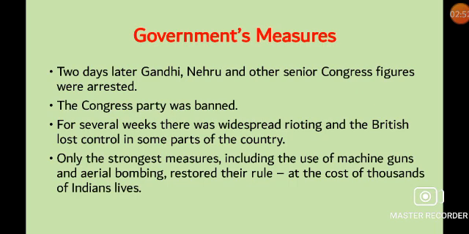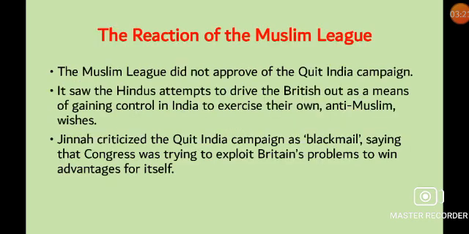For several weeks, there was widespread rioting, and the British lost control in some parts of the country. Only the strongest measures, including the use of machine guns and aerial bombing, restored their rule at the cost of thousands of Indian lives. So, this showed the intensity of the protest launched by the Congress party.